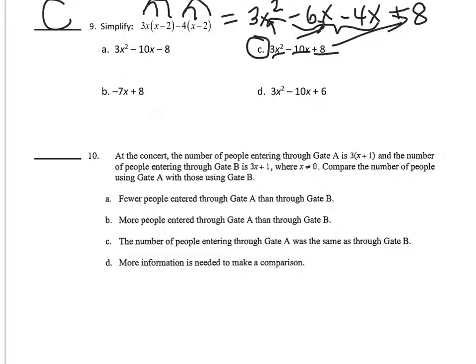Now this last one tended to confuse kids. It says at the concert, the number of people entering through gate A is 3 parentheses x plus 1.